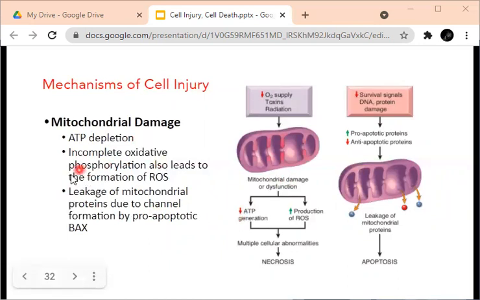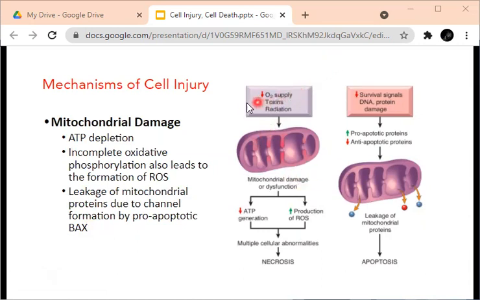Next is incomplete oxidative phosphorylation, which also leads to the formation of reactive oxygen species. Later we are going to discuss this very briefly. So production of ROS, reactive oxygen species. And then eventually leakage of mitochondrial proteins due to channel formation by pro-apoptotic BAX and BAK. Remember, mitochondrial damage will leak cytochrome C from the mitochondria, and it will eventually activate your caspases.